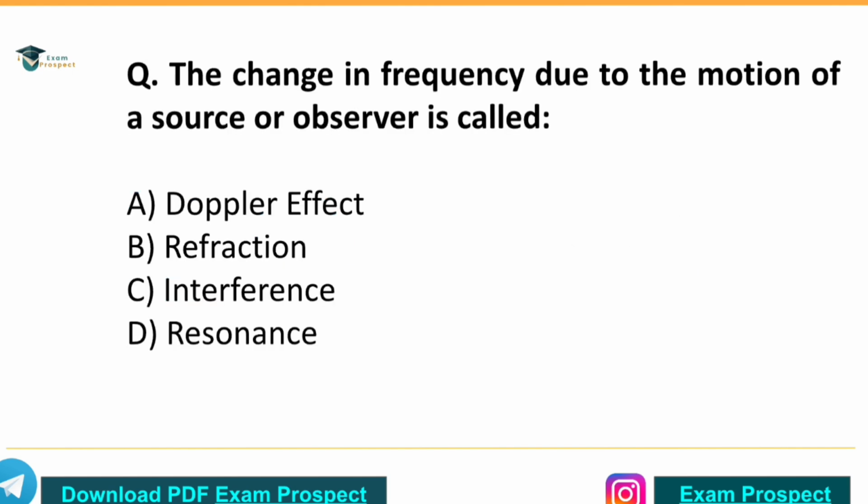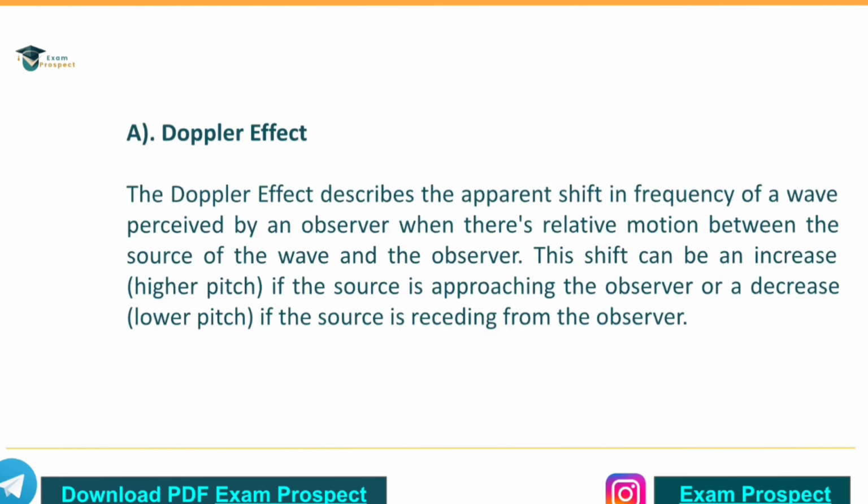Next question. The change in frequency due to the motion of a source or observer is called? The correct answer is option A, Doppler effect. Here, the Doppler effect describes the apparent shift in frequency of a wave perceived by an observer when there is relative motion between the source of the wave and the observer. This shift can be an increase to a higher pitch if the source is approaching the observer, or it decreases if the source is receding from the observer.